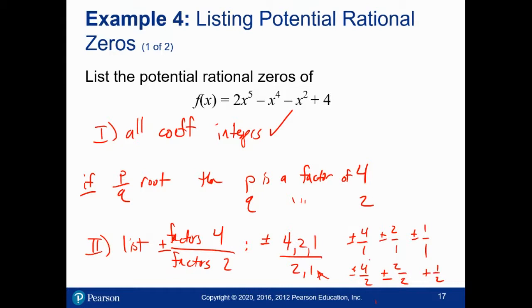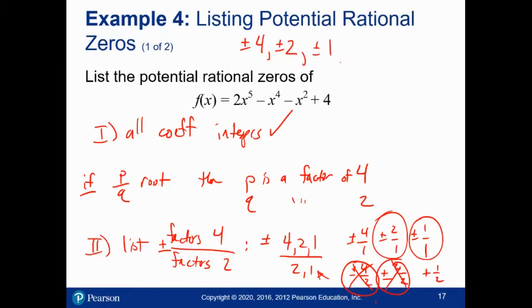Now there's some duplicates in here. 2 over 2 is the same thing as 1 over 1, so ignore it. 4 over 2 is the same thing as 2 over 1, so that didn't give us anything new. So ultimately, the potential rational zeros are plus or minus 4 over 1, plus or minus 2 over 1, plus or minus 1 over 1, and plus or minus 1 over 2. So how many numbers is that? It's 8. Okay, it looks like it's 4, but remember it's a plus or minus. There's 8 numbers in that list.